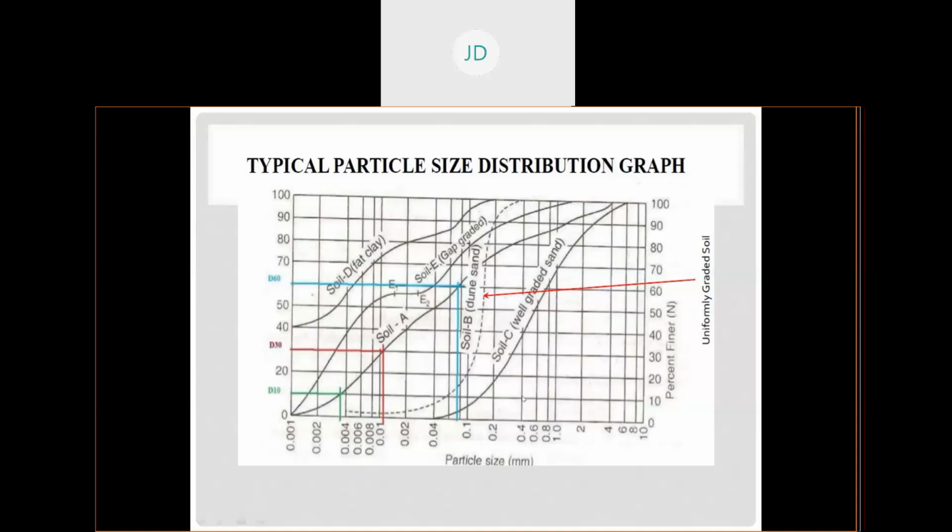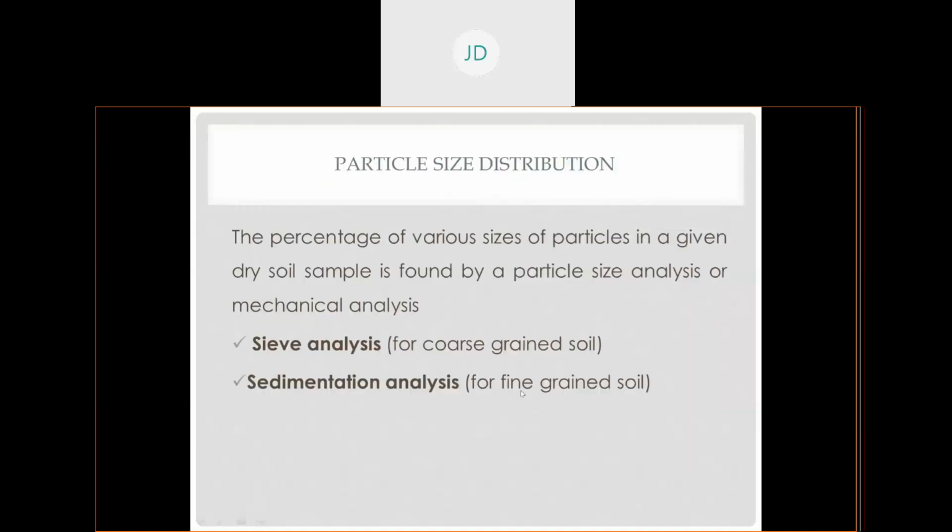So particle size distribution is one of the index properties of soil. You already got these things. Why is it done? To find out the grade of soil. So let's read it out. The percentage of various sizes of particles in a given dry soil sample is found by a particle size analysis or mechanical analysis. So particle size distribution is the aim of a particular experiment that is done in the laboratory.